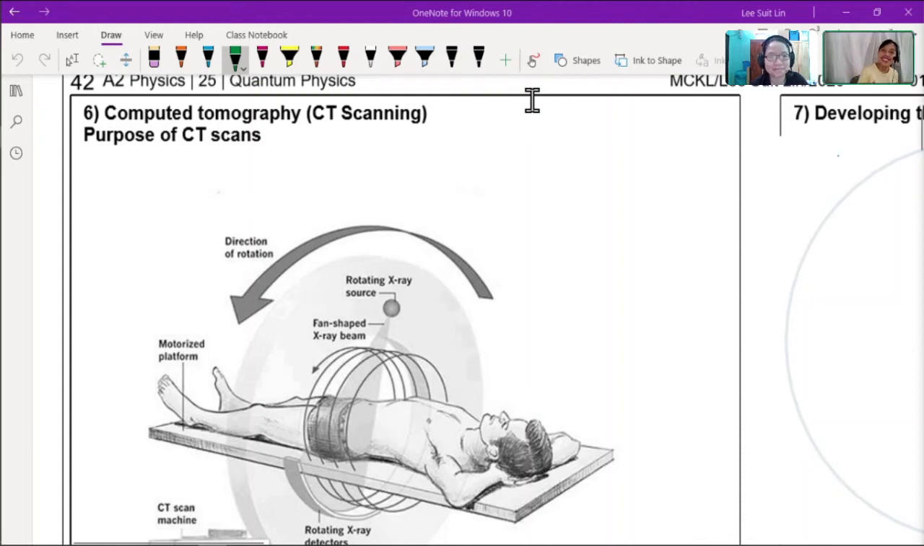Hello, welcome to chapter 25 again. This is the final part already. Final. So you learned about X-ray. Now you are going to learn how to use this X-ray, moving X-ray, in a pretty fancy technology.